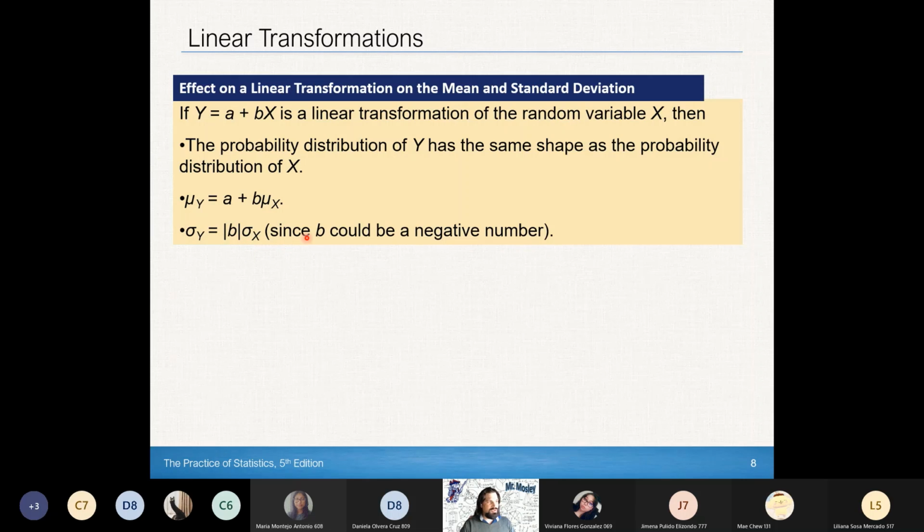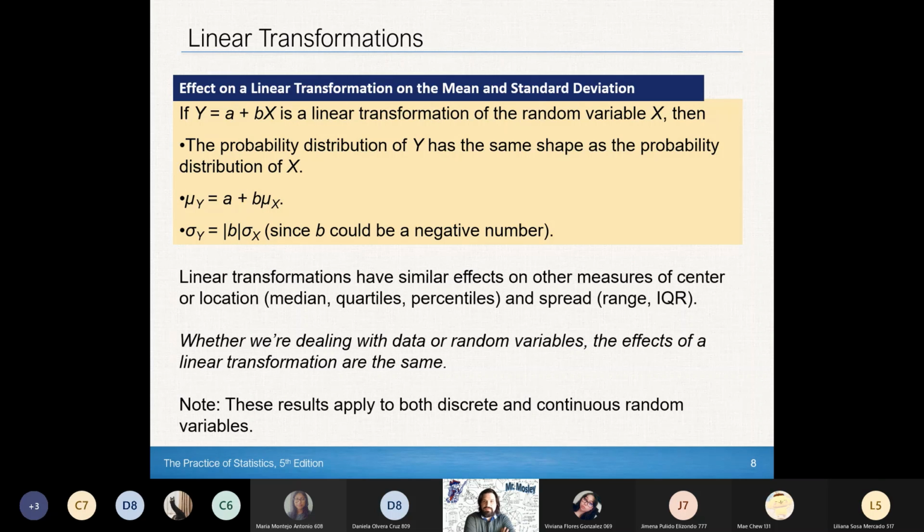We use absolute value again because b could be a negative number, and we can't have a negative outcome for the standard deviation. And again, this illustrates that we only need to worry about whatever's being multiplied or divided. We do not need to worry about adding or subtracting when it comes to standard deviation or measures of spread.